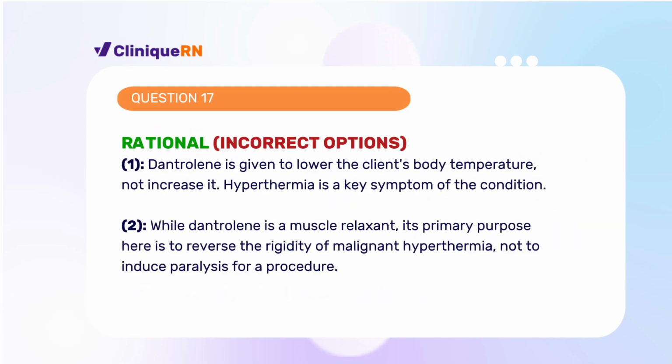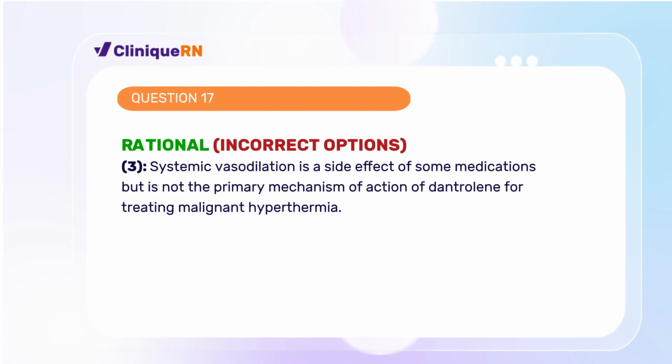Incorrect option 1. Dantrolene is given to lower the client's body temperature, not increase it. Hyperthermia is a key symptom of the condition. Incorrect option 2. While dantrolene is a muscle relaxant, its primary purpose here is to reverse the rigidity of malignant hyperthermia, not to induce paralysis for a procedure. Incorrect option 3. Systemic vasodilation is a side effect of some medications, but is not the primary mechanism of action of dantrolene for treating malignant hyperthermia.